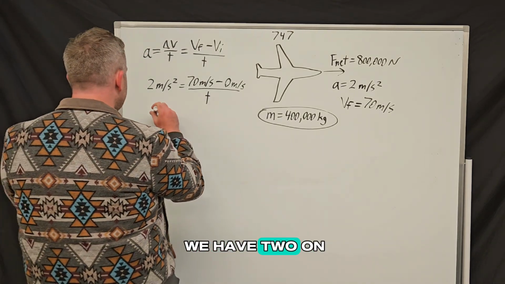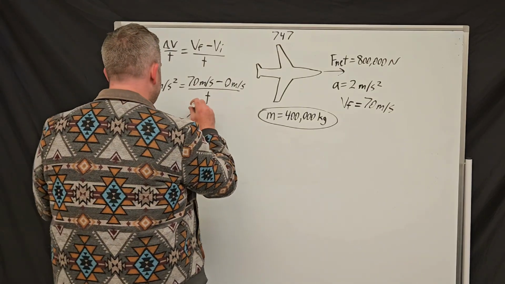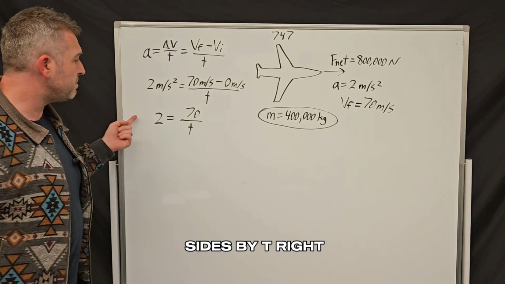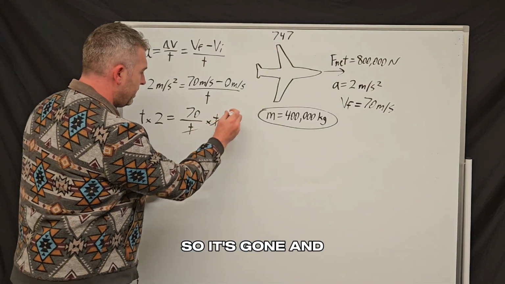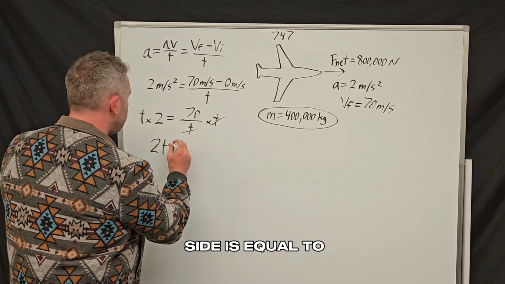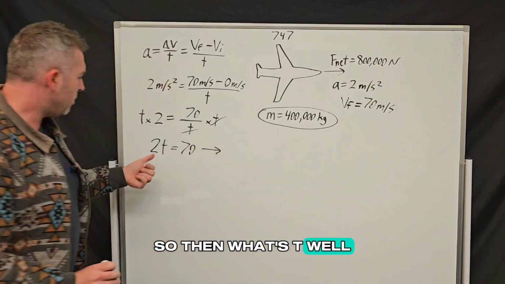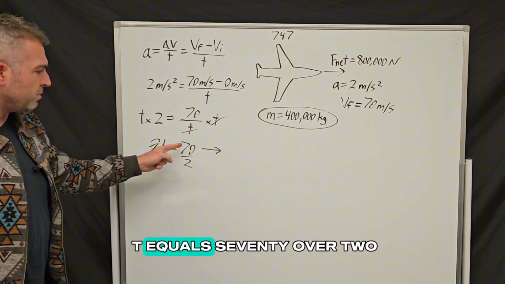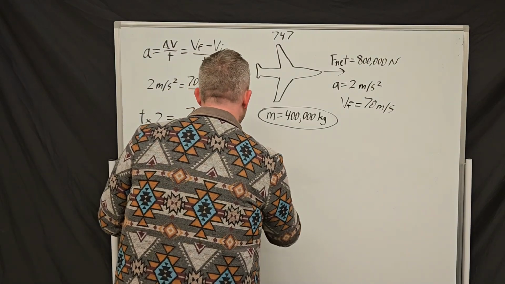On the left side, we have 2. On the right, what's 70 minus 0? That's just 70. And that's divided by time. Now, the next thing we can do is just multiply both sides by t, right? So the t is going to cancel itself on the right side, so it's gone. And on the left, we have 2 times t. So now we have 2t on the left side is equal to 70 on the right. So then what's t? Well, I'm going to divide both sides by 2. The 2's will cancel, and I'm left with t equals 70 over 2. So t is equal to 35 seconds.